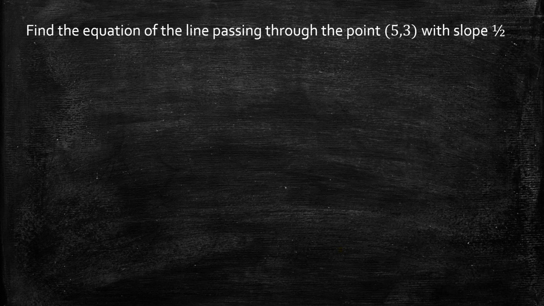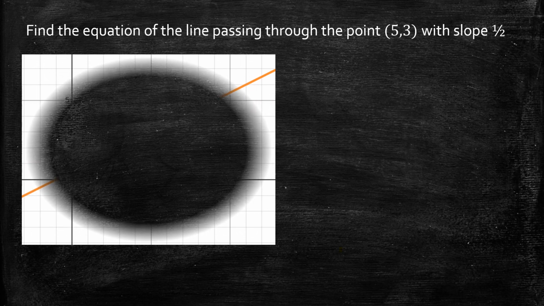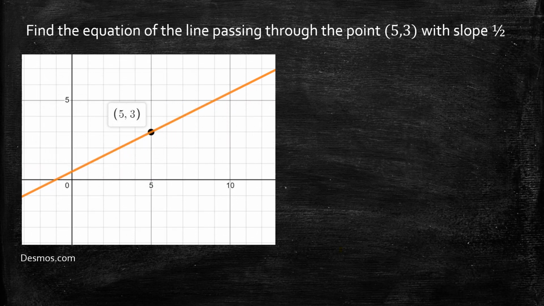So let's start with this example. Find the equation of the line passing through the point (5, 3) with slope 1/2. Now, you may wonder why bother with an equation when we seem to already have enough information to find some other points on this line.